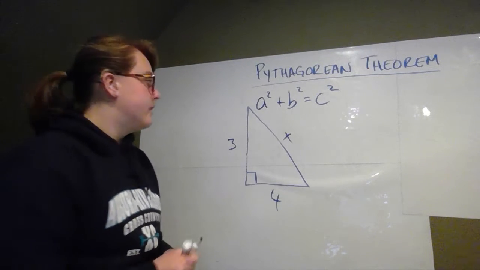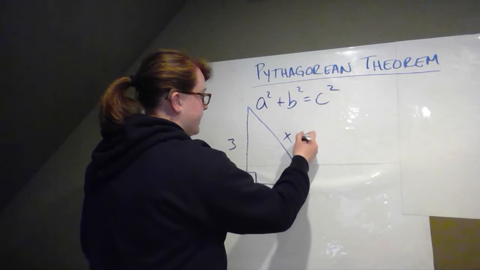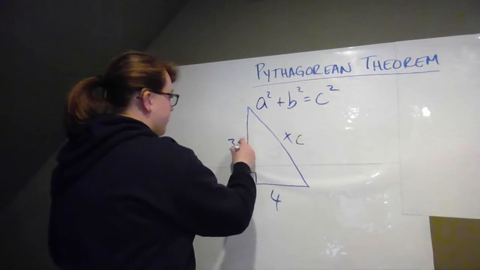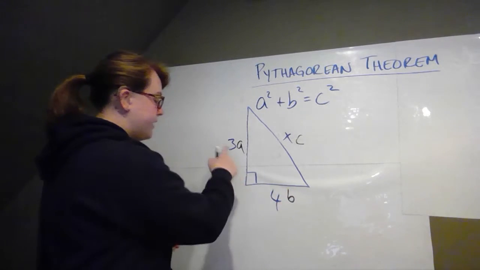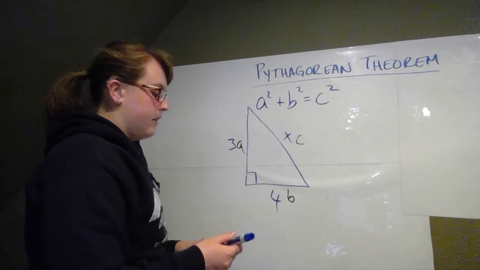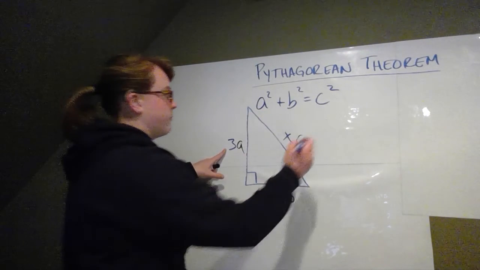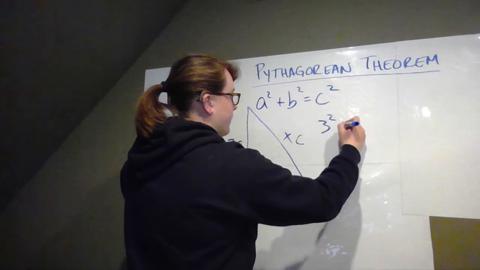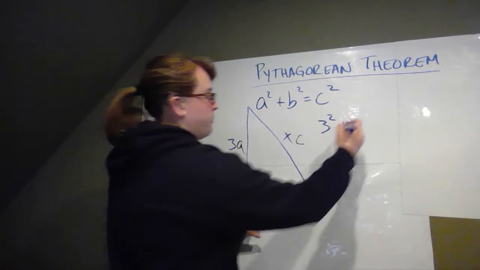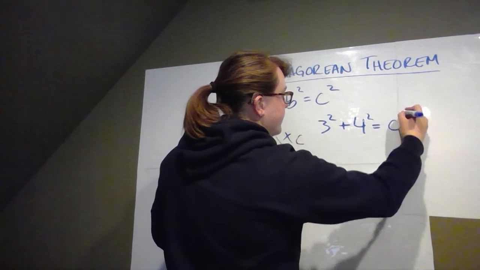The first thing you would want to do is go through and label your sides a, b, and c. So we want to make sure that we know that the hypotenuse, this side right here, is c. And then these two are a and b. And with these two, it does not matter the order, which one's a, which one's b. All right, and then we're just going to plug these things into this Pythagorean theorem. So a squared would be 3 squared. b squared would be 4 squared. And then equals c squared.